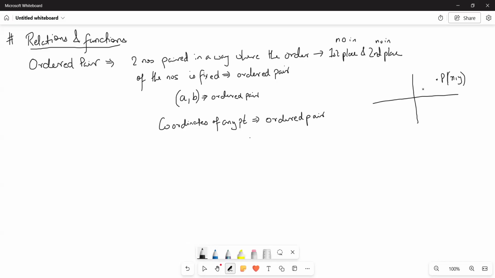For example, if I take a point (1, 2), it will specifically represent a point over here. Similarly, if we have (3, -4), it will specifically represent a point in the fourth quadrant. Then suppose we have (-2, -4), that will be a point in the third quadrant. So all of these unique pairings are known as ordered pairs. An ordered pair is always a unique pairing of numbers.